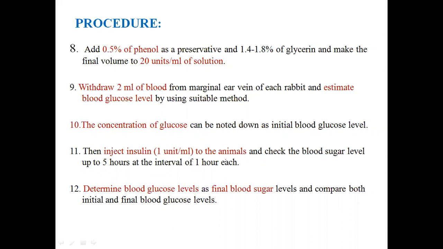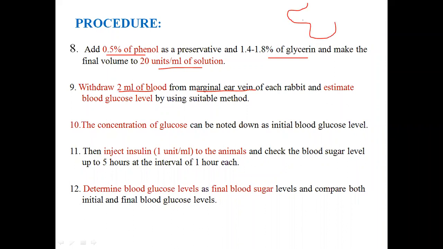So we were discussing the procedure. In the preparation of the solution, you have to add 0.5 ml of phenol, and then 14% of glycerin just as a preservative. Then you have to make this solution 20 units per ml. Then you have to withdraw the blood volume. You have to withdraw the blood from the marginal ear vein.